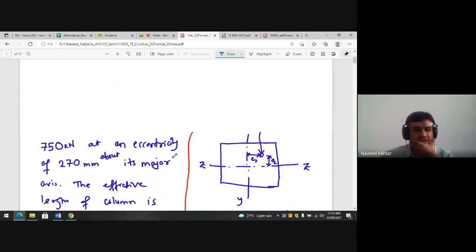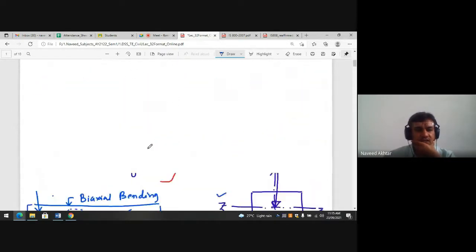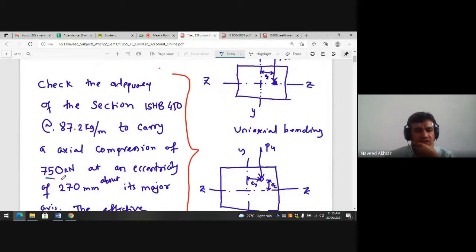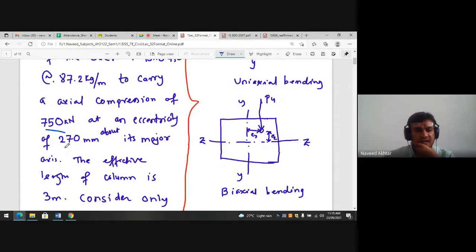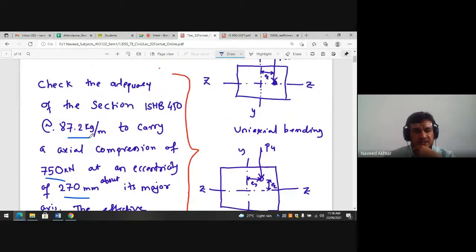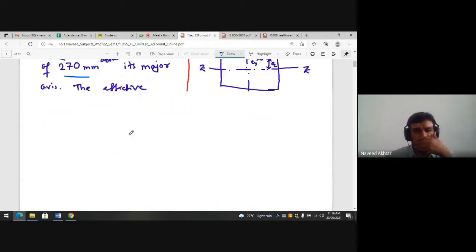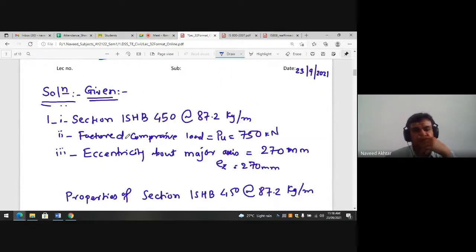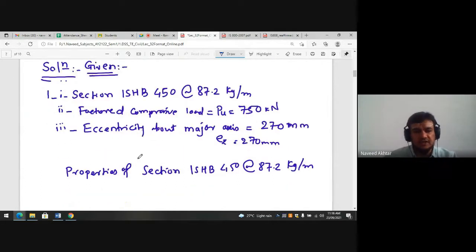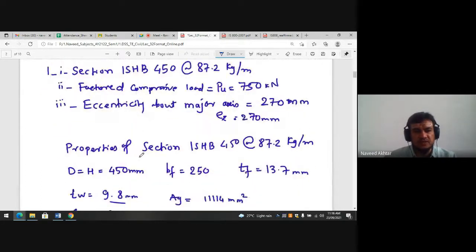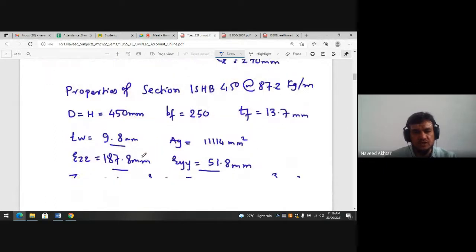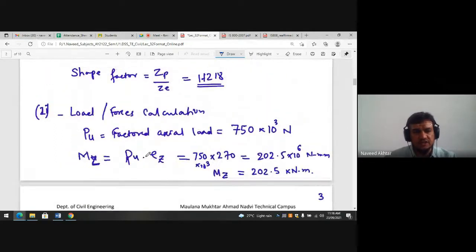So we started this example. The load is given, 750 kilonewton. The eccentricity is in only one direction, 70 mm. It is given, and this is the ISHB 450 section. The section is already there, we don't need to find it out. If the section is given, you have to write down the properties of the section and what is given, and then we start solving the example.